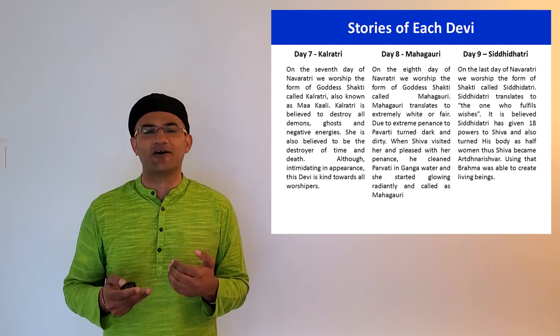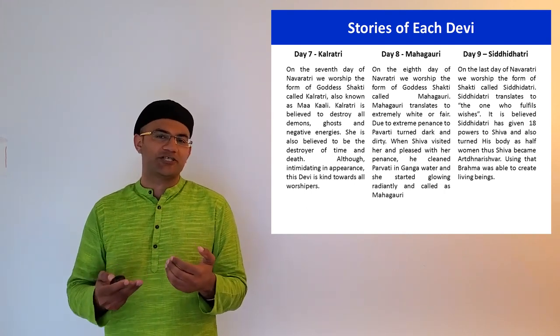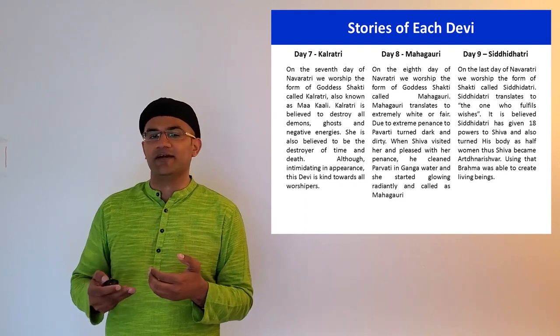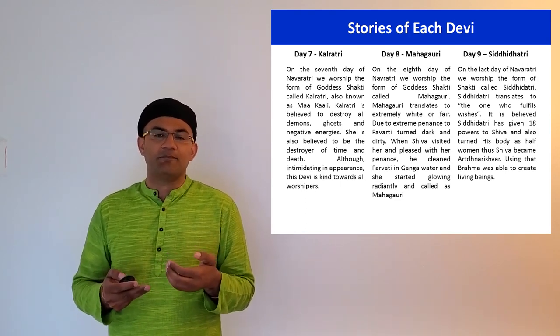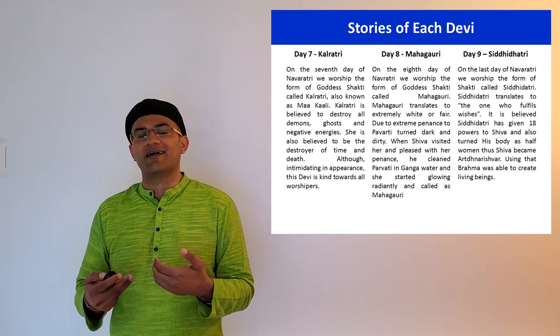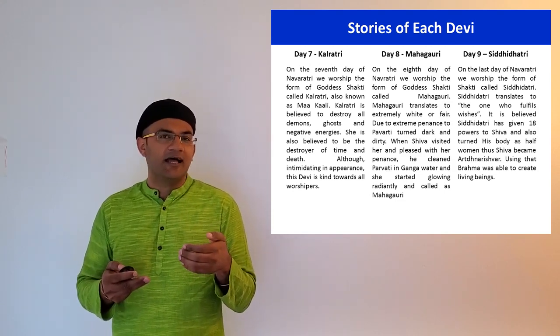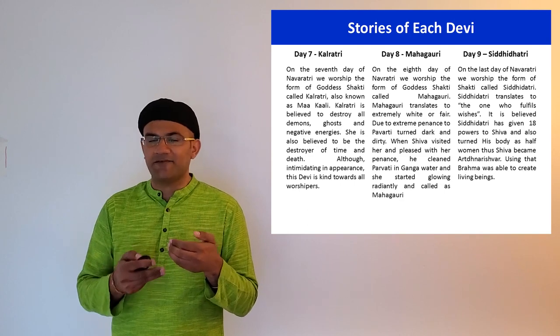Day 8 is Mahagauri. On the eighth day, we worship Mahagauri. Mahagauri translates to extremely white or fair. Due to extreme penance, Parvati turned very dark and dirty. Then Shiva visited her, and Shiva got pleased, and they finally got engaged.